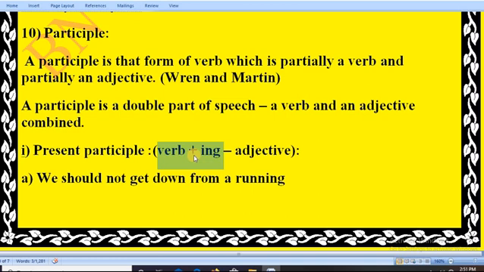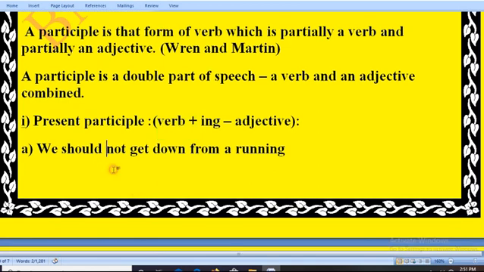When you add ing with the verb, that refers to, in one sense, a verb, and in another sense, an adjective. Okay, that's why it expresses two functions. One is verb, another one is adjective. So what is present participle? When you add ing form with a verb, that is present participle.